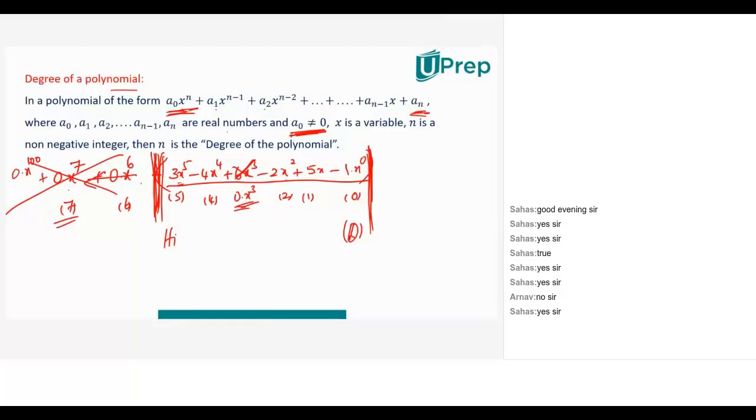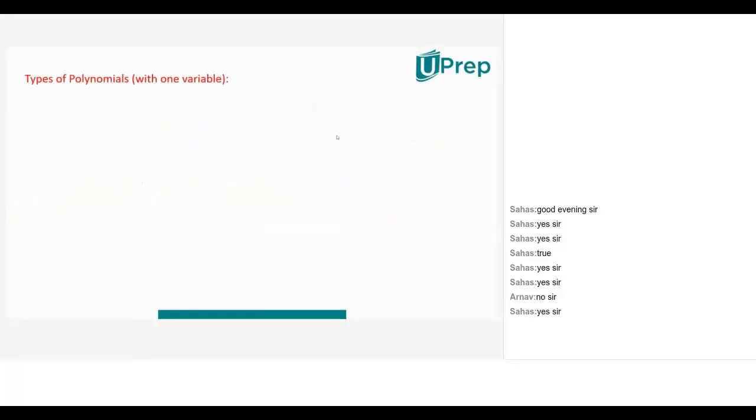and only one variable is present, x, then that highest power n is called the degree of the polynomial. Now read the definition again and understand what I am talking about. If there is any confusion, let me know. So depending on the degree, we have different types of polynomials, on the degree as well as on the coefficients.